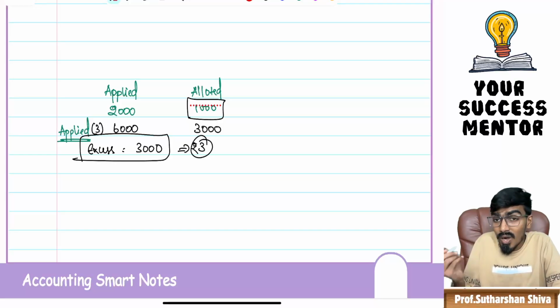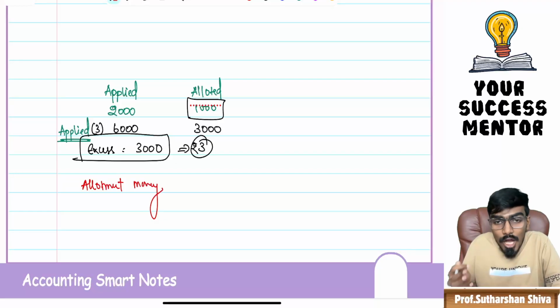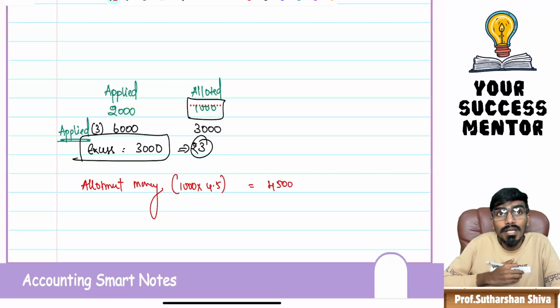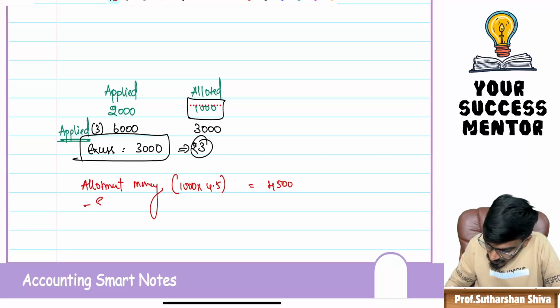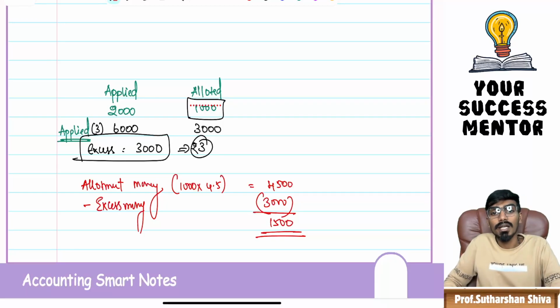3,000 is an excess. What is the allotment money required? The shares will be allotted first. After that, the company will ask for allotment money due. At the time of allotment money due, the company will ask for 1,000 shares into 4.5 rupees, which is inclusive of 4,500. But the shareholder will only say, I am only going to pay you 1,500. But actually, it's not paying. That is a different story. But how much excess do we have? That should be subtracted from here. So excess money is going to be 3,000.